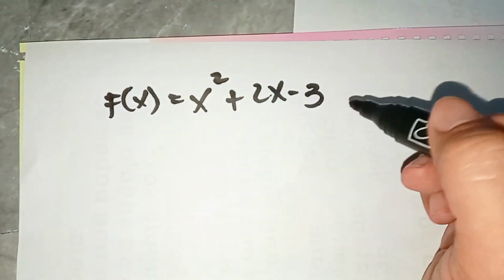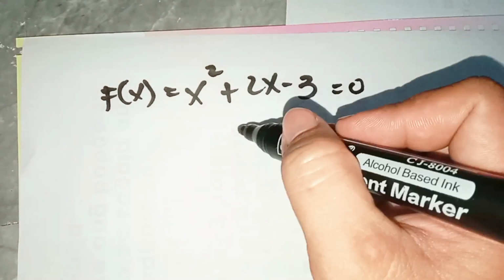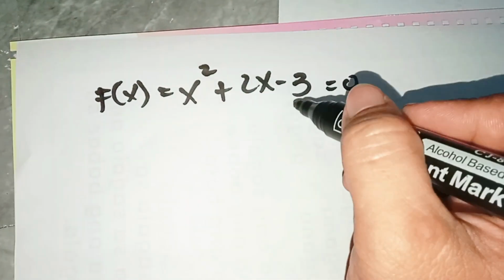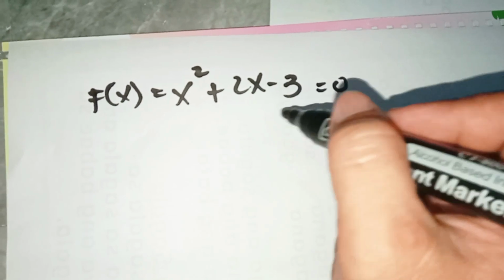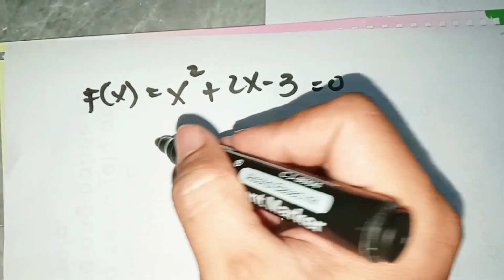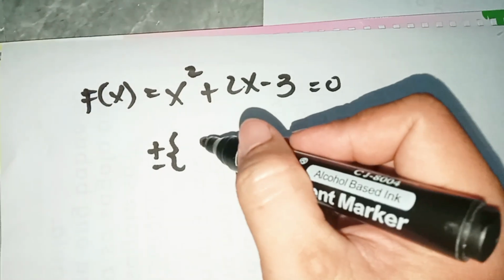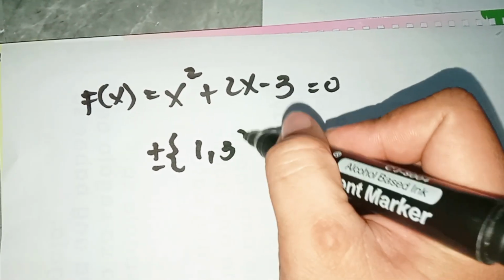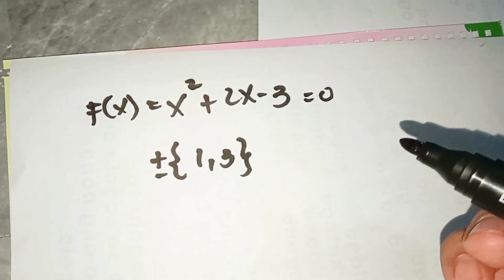Alright, so right now we will solve this using the rational root theorem. So if I have f of x is equal to x squared plus 2x minus 3, and I equate this one to 0, I must get the factors of the constant, the 3. So the factors are probably positive and negative 1 and also 3.